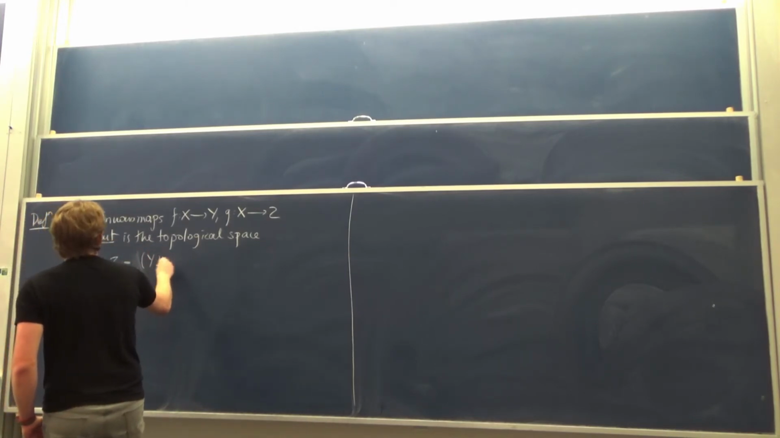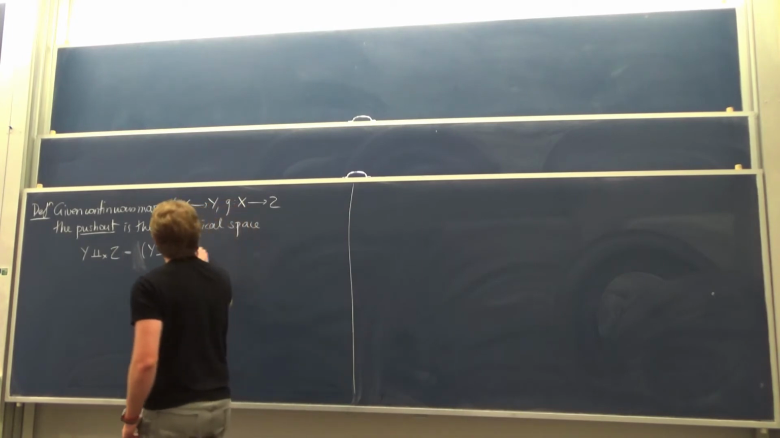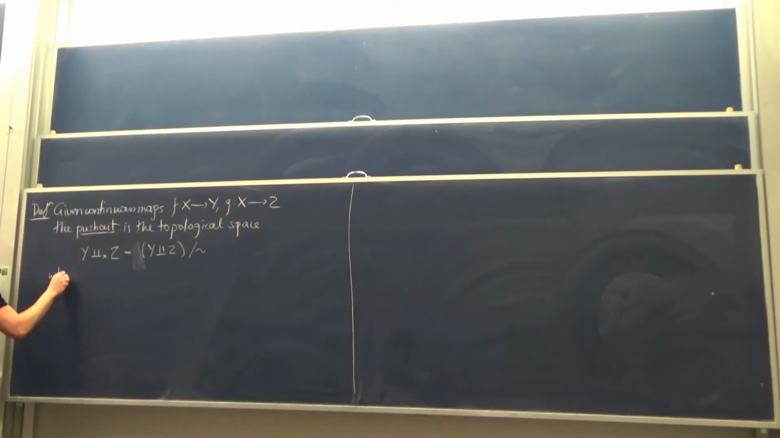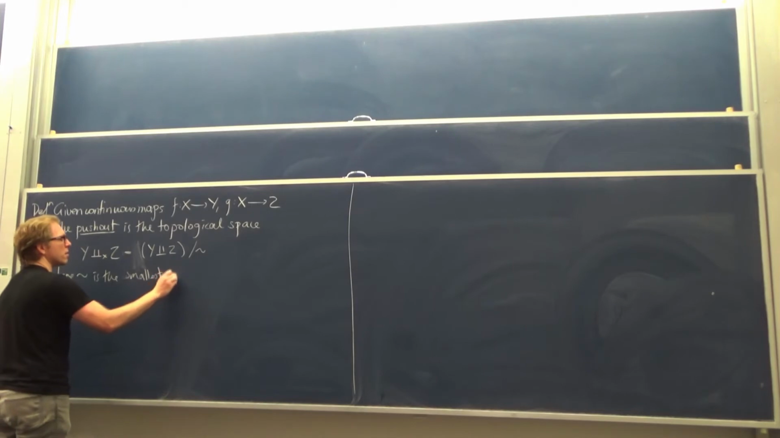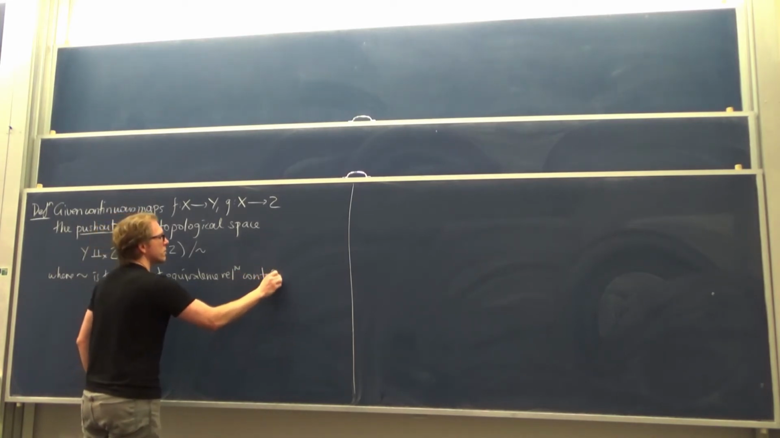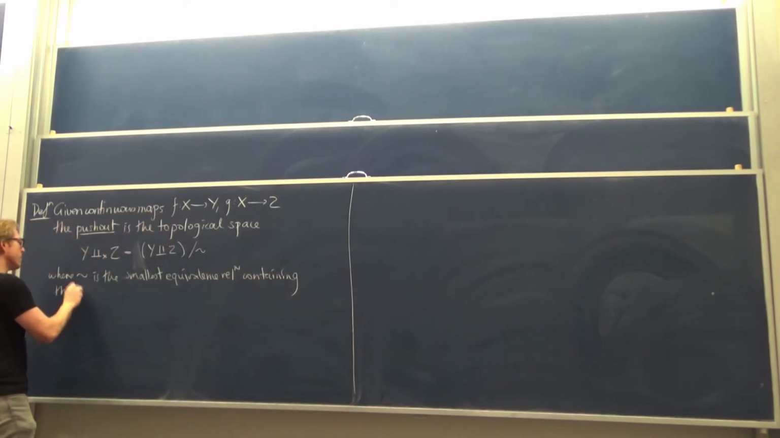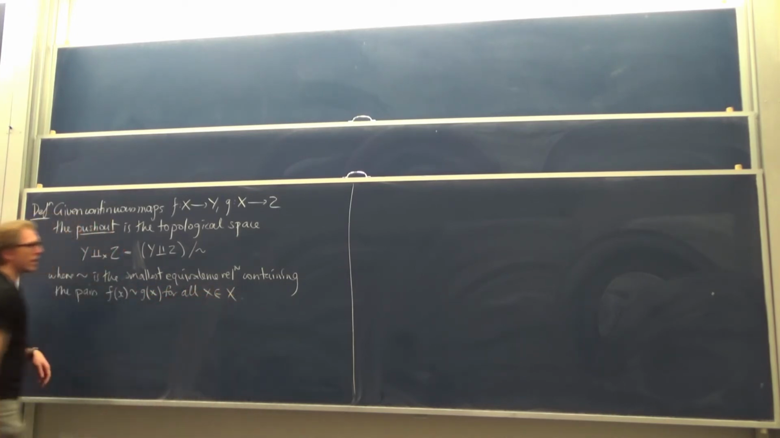The pushout is the topological space which is the disjoint union of Y and Z, modulo an equivalence relation, where tilde is the smallest equivalence relation containing the pairs f of x, g of x for all x in X. So take the collection of pairs f of x, g of x, where x ranges over all elements of X.